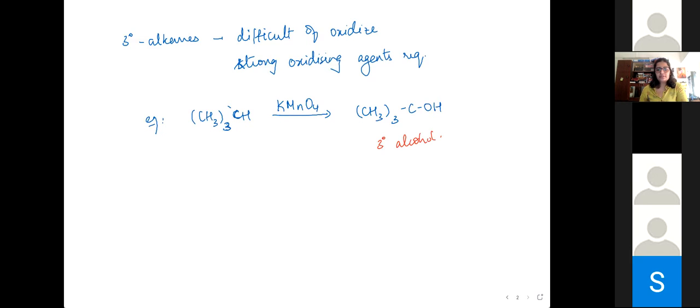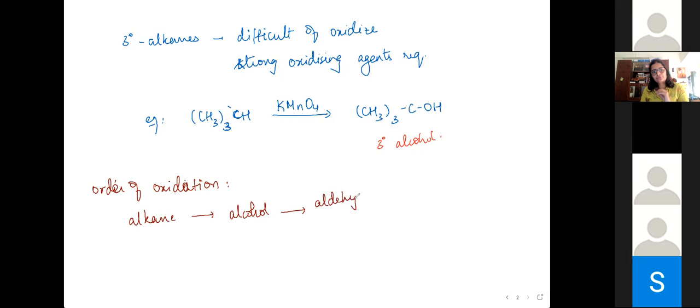In general, you can write down somewhere on the side the order of oxidation. Anytime you come across oxidation of any of these reactants, this is the order it's going to follow. If you start off with alkane, first it's going to get oxidized to alcohol. Then alcohol gets oxidized to aldehyde or ketone. Whether you get aldehyde or ketone depends on what kind of alcohol it is.